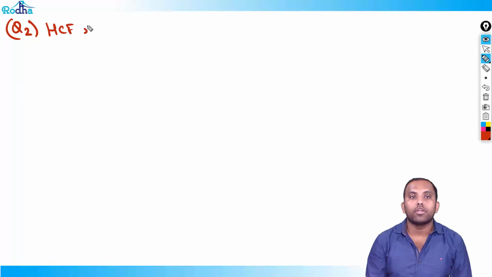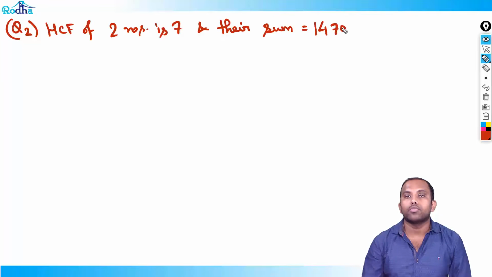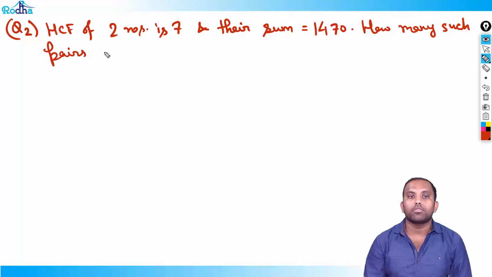HCF of two numbers is 7 and their sum is 1470. How many such pairs of numbers are possible? How many such pairs of numbers are possible, right? I'll tell you why there is a need for the Euler number here.